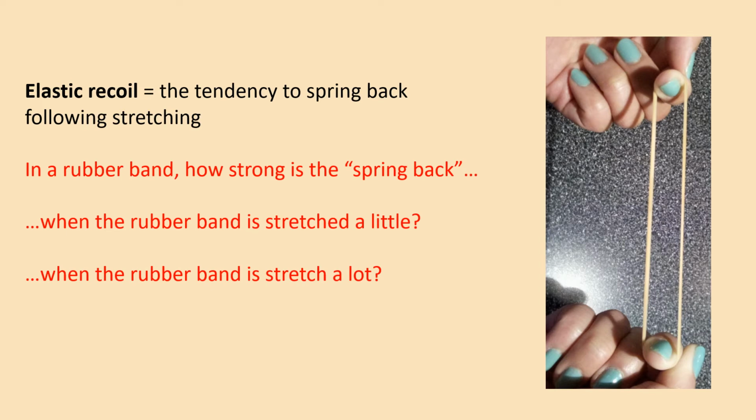Let's think about the amount of spring back. How much does that rubber band spring back if that rubber band is stretched weakly? You don't stretch it too much, you stretch it weakly. Well, you'll get a weaker snapback, right? What about if you stretch that rubber band a lot, you really pull on it, where you're going to get a more forceful snapback? That's also a property of elasticity, and it's a property of your lungs and your chest wall.